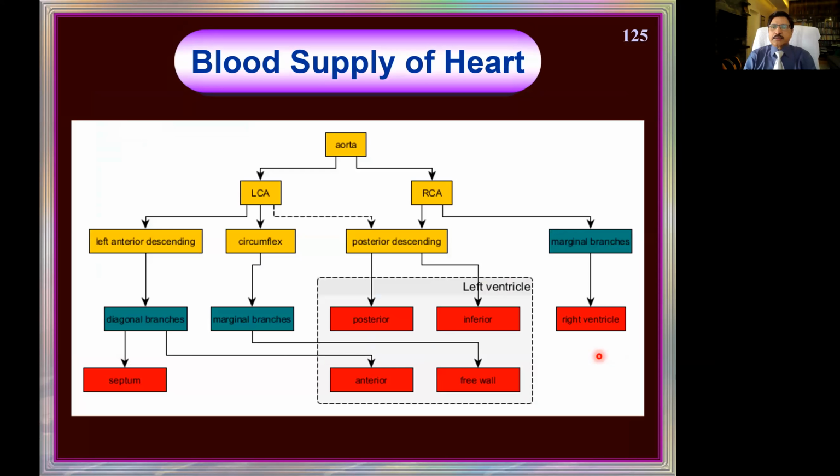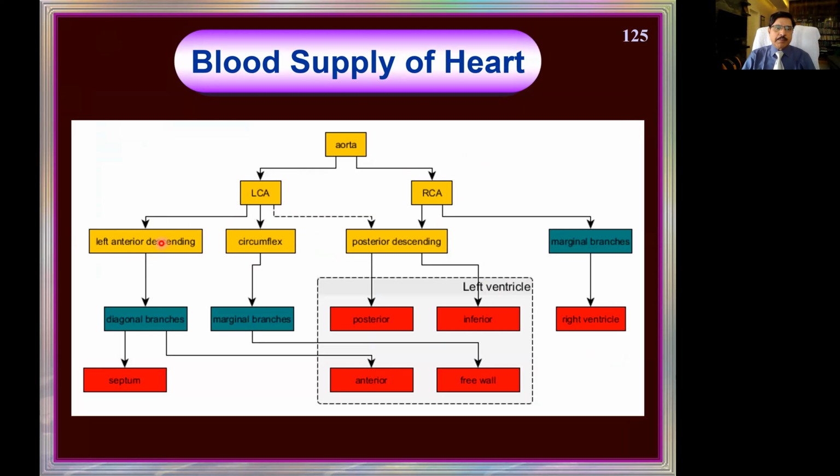So this is a diagrammatic way we have seen, and this is a chart-wise. You can see the aorta. The aorta gives rise to the LCA and the RCA. We know the left coronary artery divides into the anterior descending and the left circumflex, or simply called circumflex also, because there is no right circumflex. Even if you say circumflex artery, it is left circumflex artery only.